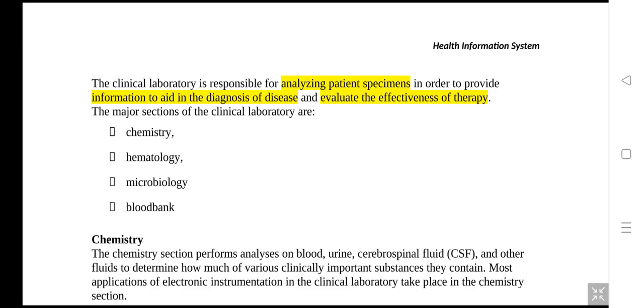The major sections of the clinical laboratory are, first, the chemistry department, hematology, microbiology, and even the blood bank. Sometimes it is part of the lab, where blood is stored. In a healthcare facility, the blood bank is very important because of patients who have lost blood in an accident and in many other ways. So we need a blood bank.